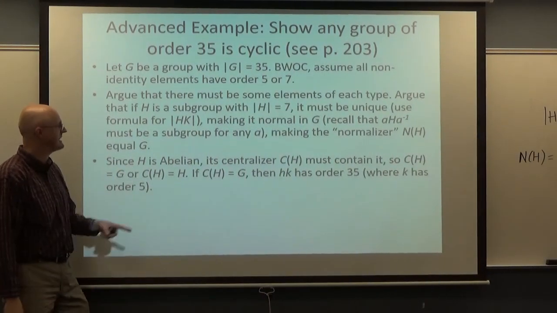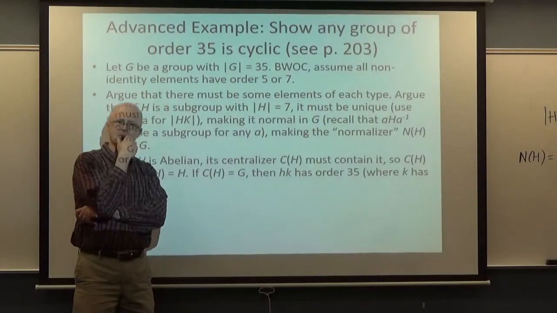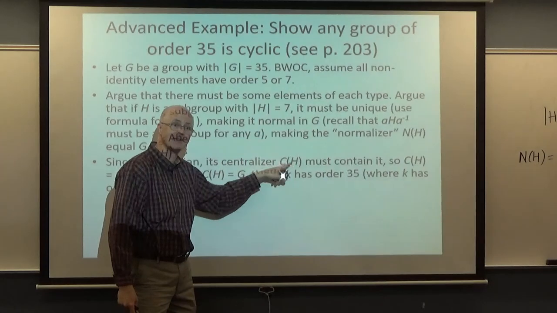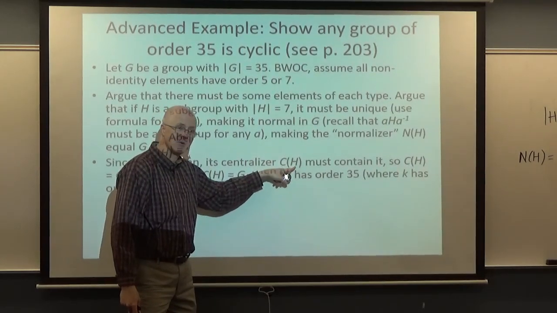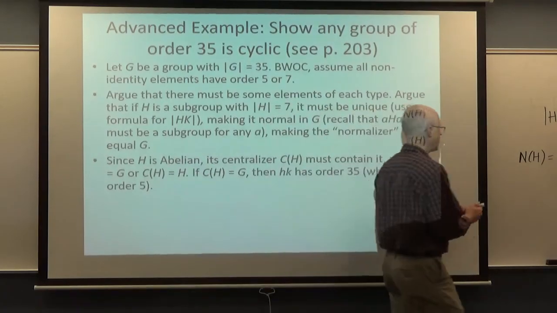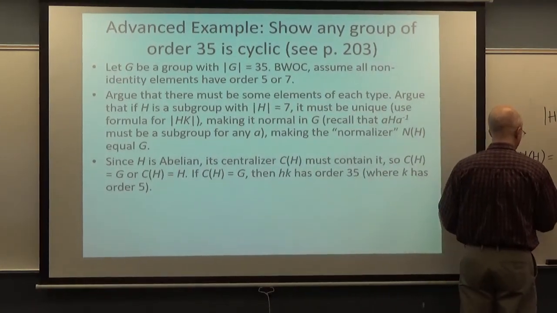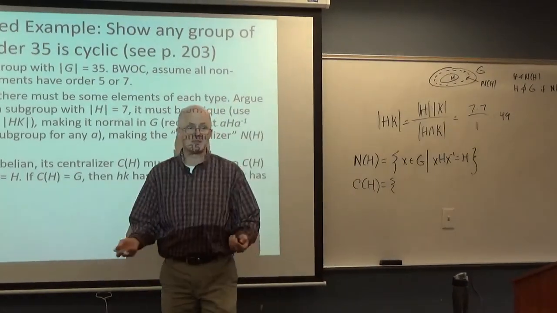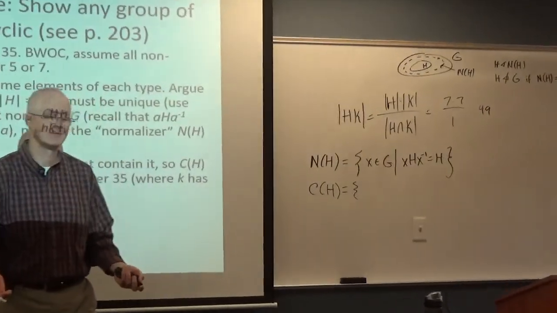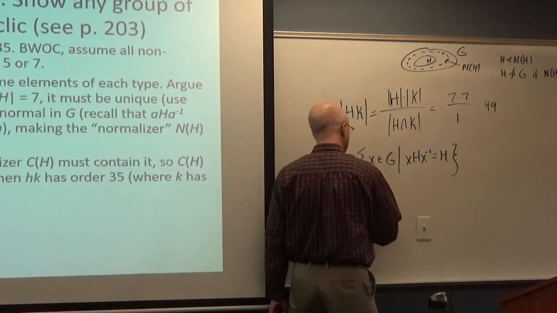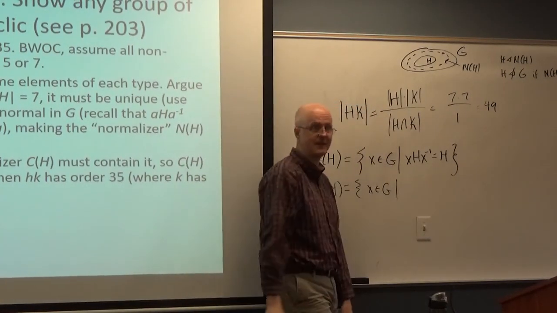Since H is abelian, its centralizer. Centralizer is making an appearance here too. But not a centralizer of an element, a centralizer of a subgroup. What's the centralizer of a subgroup? Centralizer of an element is the set of all things in the group that commute with that element. The centralizer of a subgroup is the set of all things in the group that commute with everything in the subgroup.